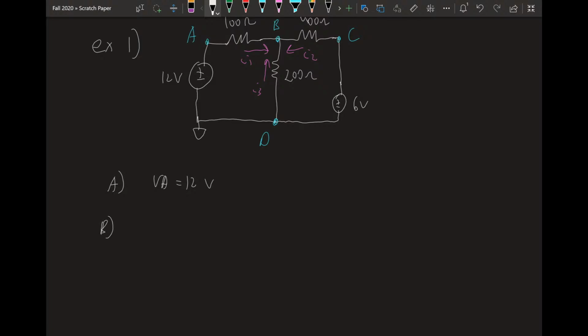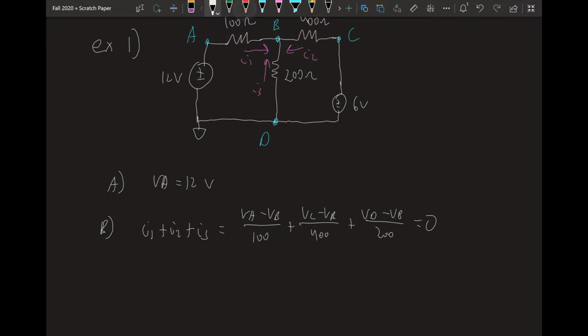Let's look at node B. Node B, we have no idea what it is. So we're going to write its KCL and then convert it into the voltages. So KCL at node B, based on the currents I defined, is that I1 plus I2 plus I3 equals 0. Well, we can turn I1, I2, I3 into something that depends on the node voltages. So I1 is going to equal VA minus VB over its resistance, which is 100 ohms. I2 is going to equal VC minus VB over its resistance, which is 400 ohms. And then I3 is going to equal VD minus VB over that resistance, which is 200 ohms, right? And this all equals 0.